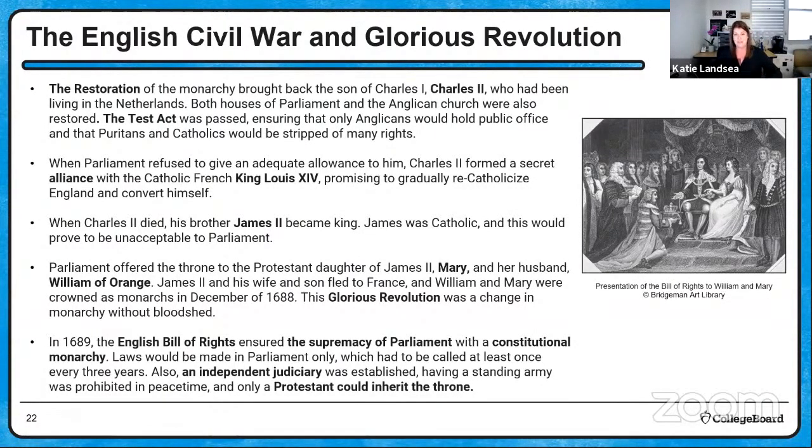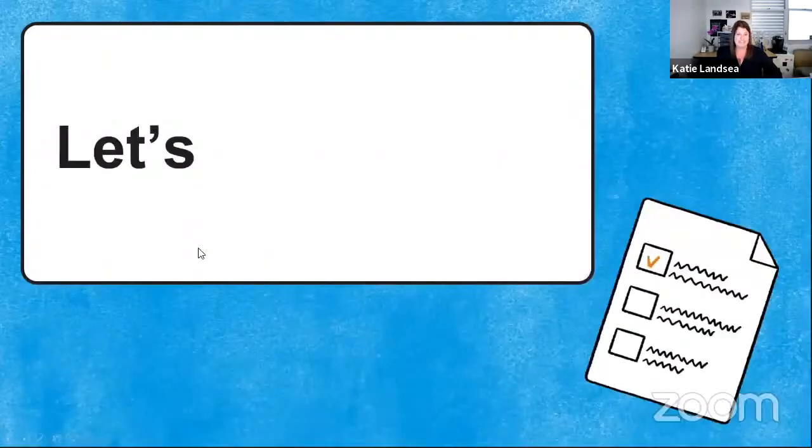So this is a really important part of the English Civil War and the Glorious Revolution, because we now have constitutionalism that is going to have the supremacy in a body that's ruled by the people. So that's a huge shift. All right, so let's review.